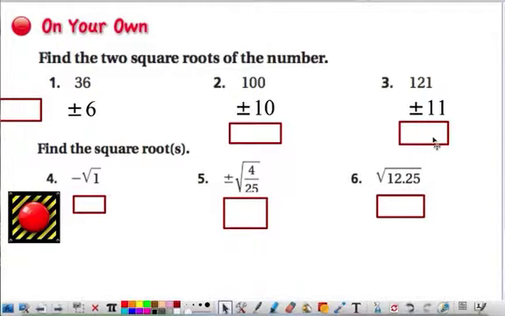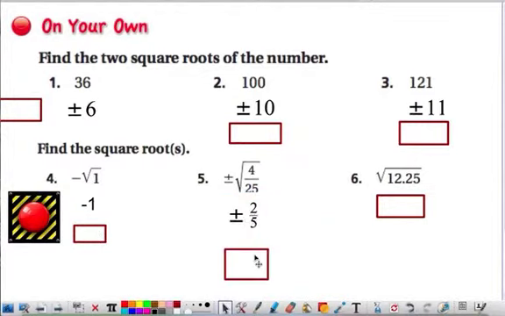On 4, 5, and 6, it says find the square root or roots. Number 4, they're looking for the negative square root of 1, so that's negative 1. Number 5, they're asking for the positive negative square root of 4 over 25. Both of those are perfect squares. So we just take the square root of 4 is 2, and the square root of 25 is 5, and leave that set up as a fraction.